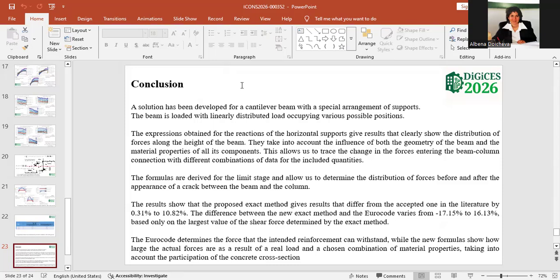The formulas are derived for the limit stage and allow us to determine the distribution of force before and after the appearance of a crack between the beam and the column. The results show that the proposed exact method gives results that differ from the accepted one in the literature by about 10%. The difference between the new exact method and the Eurocode varies from -17 to +16%.